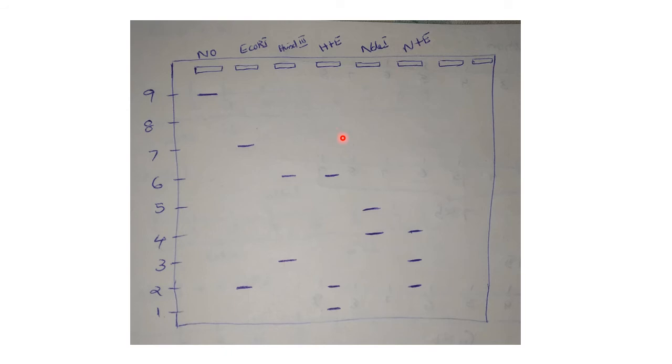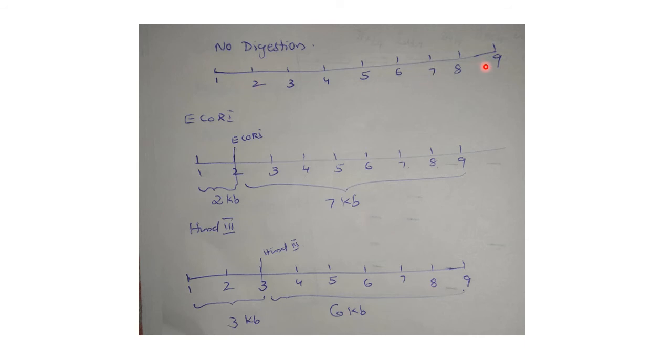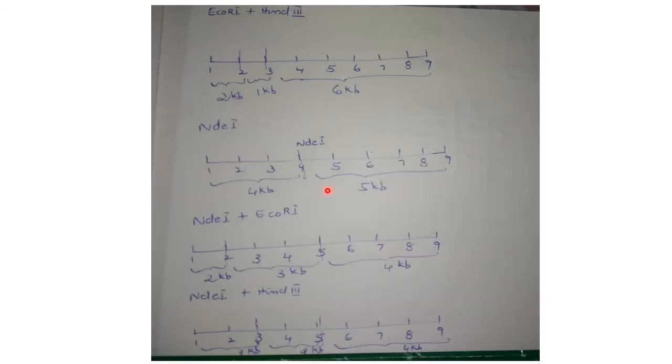Now this is the agarose gel I have drawn for restriction digestion with EcoR1, HIN3 plus EcoR1, NDE1 and NDE1 plus EcoR1. These are the various bands they have given in the question. I have just constructed the agarose gel roughly and marked the bands. Now when there is no digestion, you get a 9 kb band. Now if you digest with EcoR1, you get a 2 kb fragment and a 7 kb fragment. If you digest with HIN3, you get a 3 kb fragment and a 6 kb fragment.